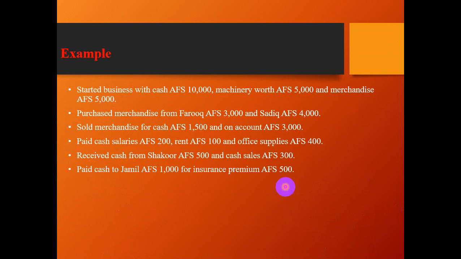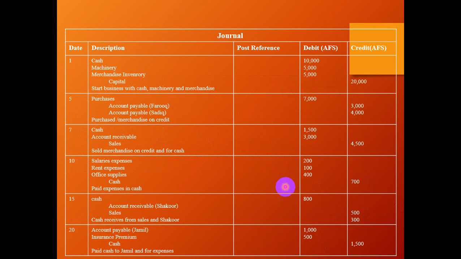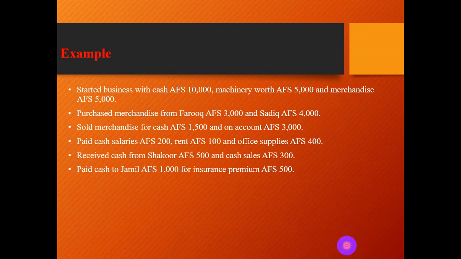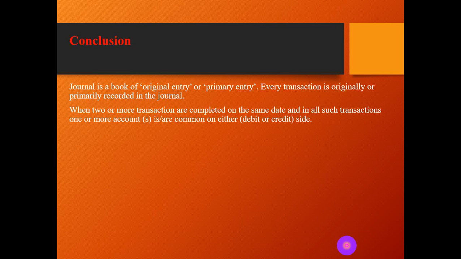And then the last transaction: paid cash to Jamil and for insurance 500. Paying money to Jamil, so we borrowed, we need to pay the liability to Jamil and also for the insurance. So accounts payable and insurance premium to cash. Accounts payable, that is we are paying Jamil 1,000, and insurance premium is part of expenses. We need to pay expenses, increasing 500. Cash is my asset, so the asset is decreasing. When an asset is decreasing, it has a credit balance, right? This is how to use the journal for compound and single entries.